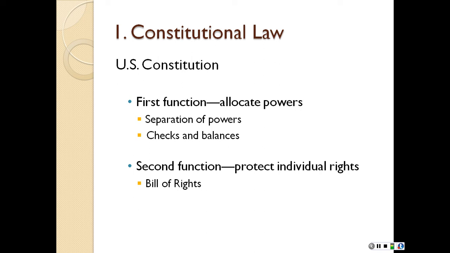The second function, protecting individual rights, is done through the first 10 amendments, which we commonly know as the Bill of Rights. Included here are freedom of speech, freedom of press, freedom of religion, the right to an attorney, and so forth. Along with the 13th, 14th, and 15th Amendments, they serve to prevent state or federal government officials from interfering with our civil rights and liberties. In Module 7, we'll be taking an even greater detailed look of the United States Constitution.